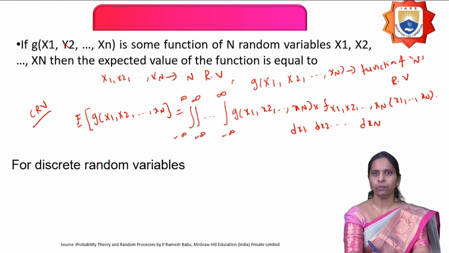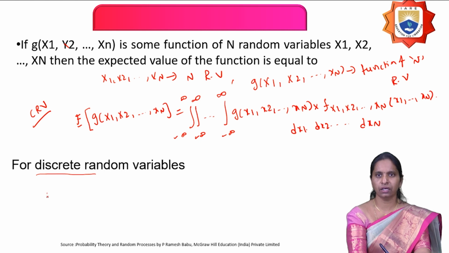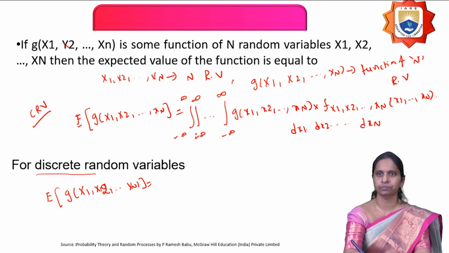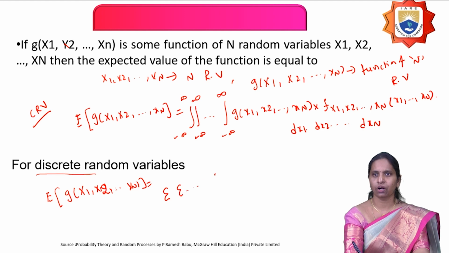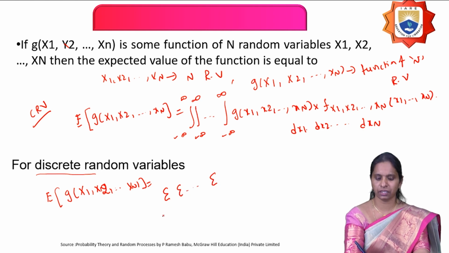Similarly, we can write down the expectation of a function of n random variables, and these n random variables are of discrete type. Then what is the expectation of a function of n discrete random variables? For continuous random variables we take the integration; for discrete random variables the summation, nothing but sigma. So how many times are we going to get it? N number of times.